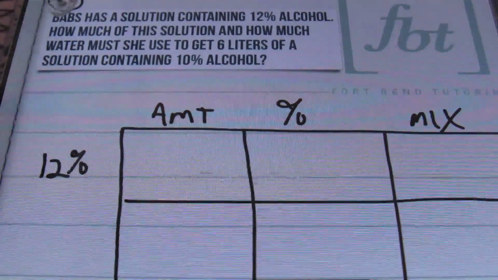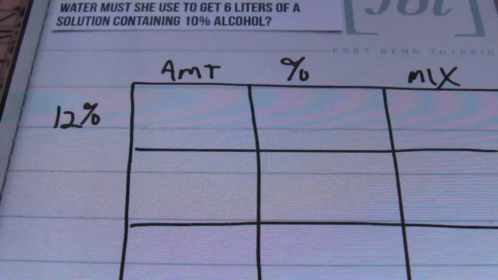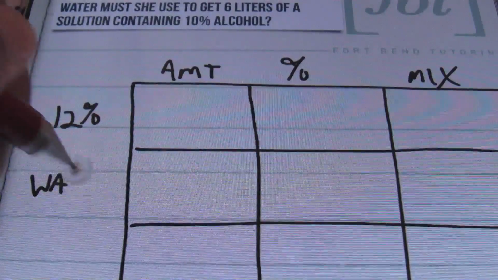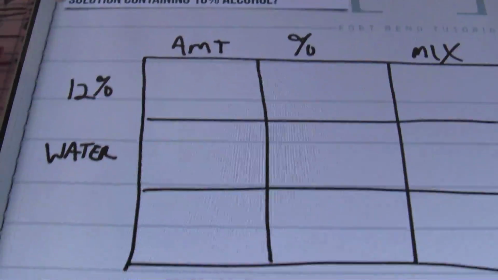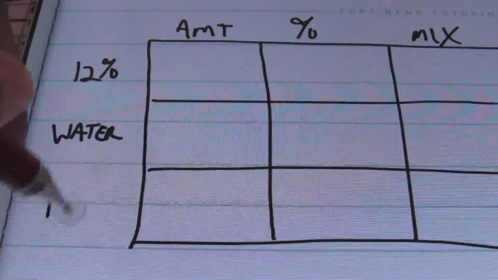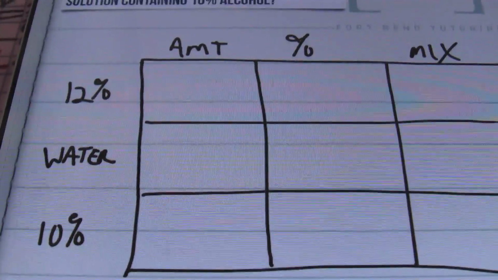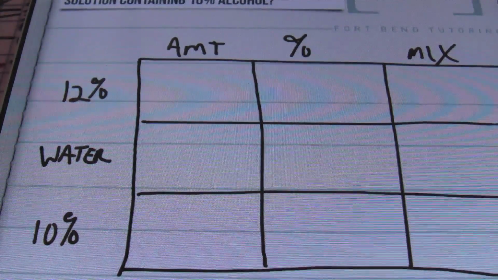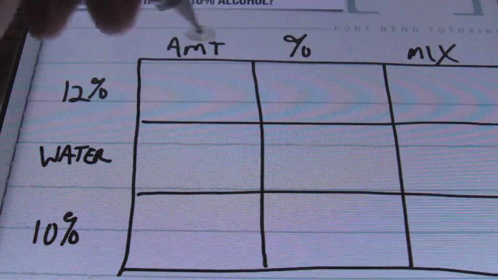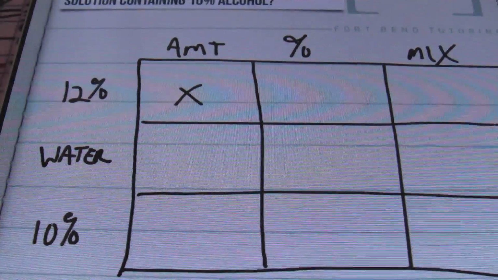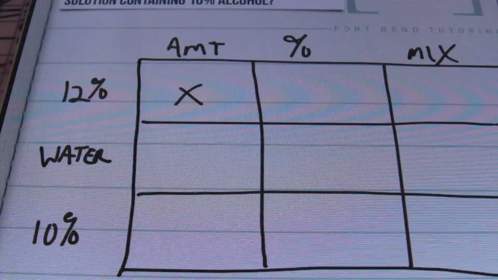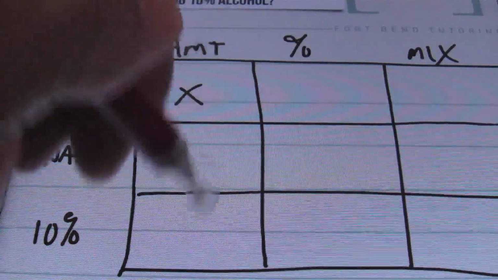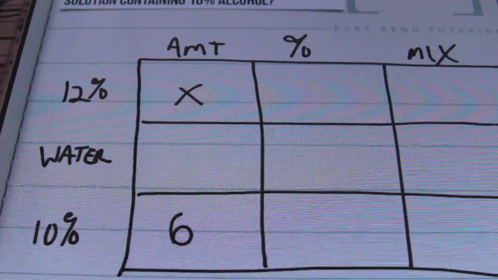So this is going to be my 12% alcohol. And I know that she's going to have some water. All right. And I want to get a solution that's going to be 10% alcohol. So this is going to be the setup here. I don't know how many liters of 12% alcohol she has. So therefore, this is going to be my unknown value. I do know that the total amount I'll end up with is going to be 6 liters. So this value here is going to be 6.